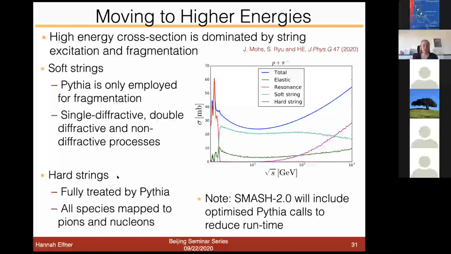And for the soft string part, we excite the strings ourselves and only hand over to Pythia for the fragmentation. For the full treatment by Pythia, the disadvantage is that Pythia can only cope with pions and nucleons. We have, of course, many more particle species, so we have to map all of those onto pions and nucleons, and hope that things are universal enough to do that.